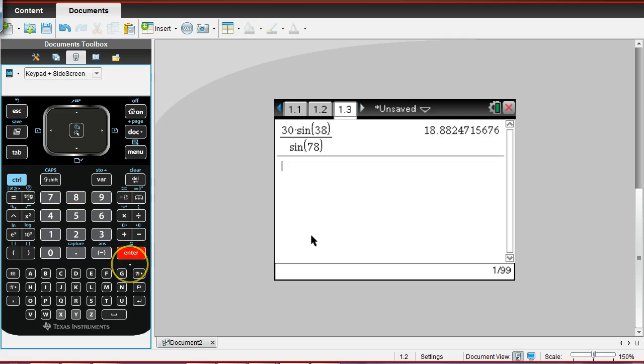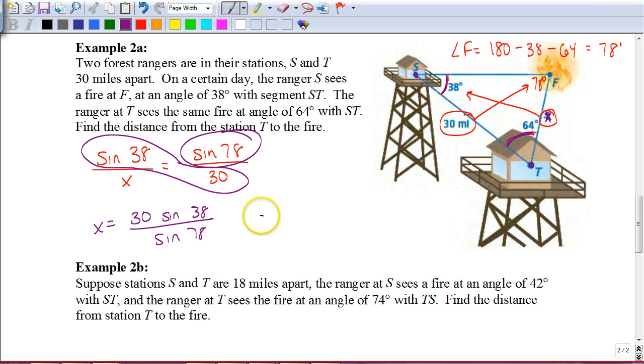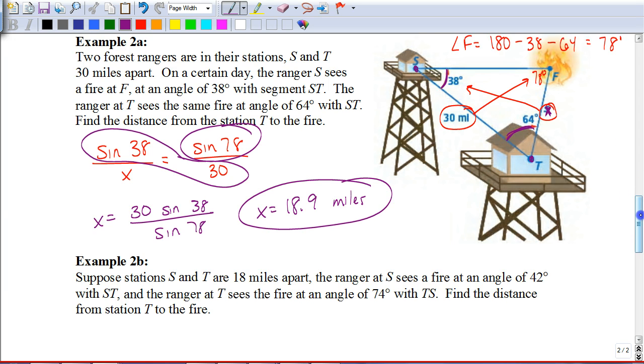And when you hit enter, it should look exactly like what we put in our notes, and that's what we have. So your answer here is 18.9. So your answer is going to be 18.9 miles. If they say round to the nearest mile, obviously you'd say 19 miles. That would be your answer. So station T is 18.9 or 19 miles from the fire.